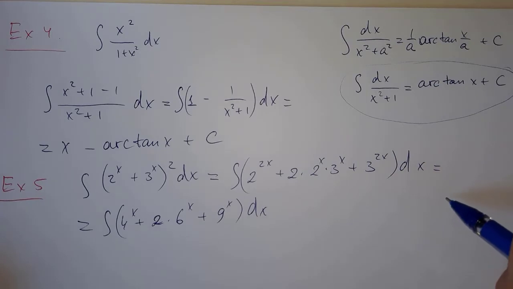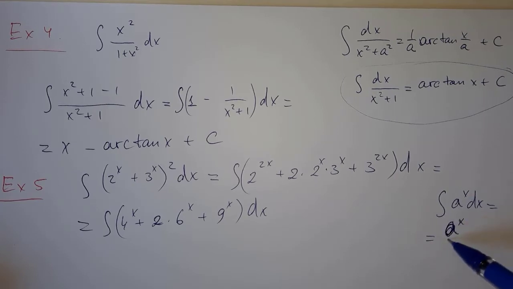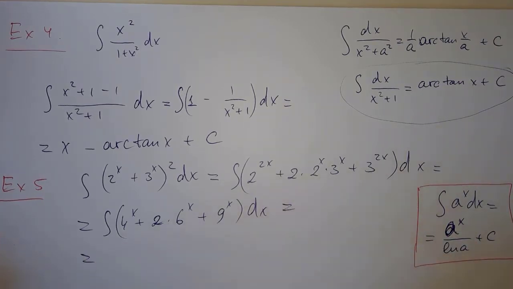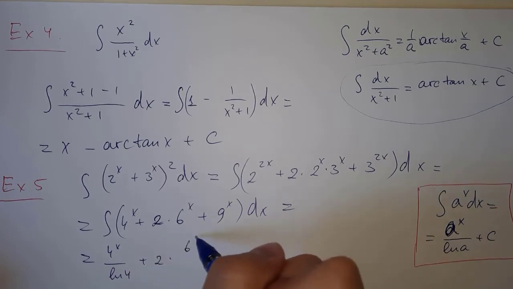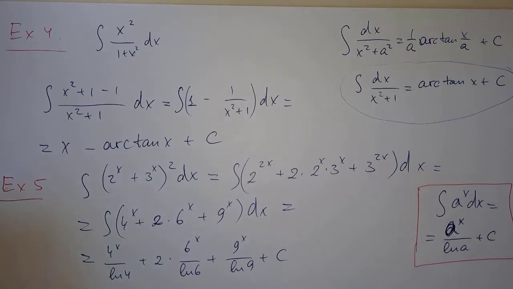And now let's use our table. So the integral of a to the power of x dx was a to the power of x over natural logarithm of a plus c. So we will use our table of integration and find this one. So now it is 4 to the power of x over natural logarithm of 4 plus 2 times 6 to the power of x over natural logarithm of 6, and plus 9 to the power of x over natural logarithm of 9 plus c. This is the answer.